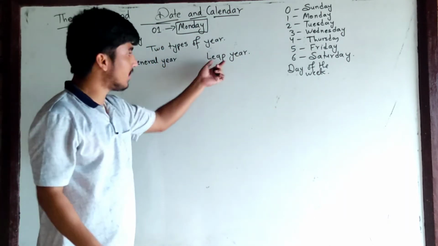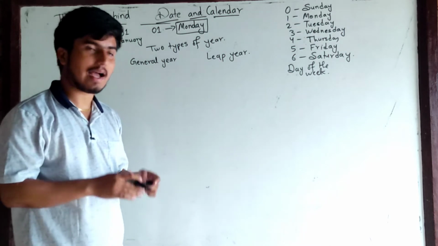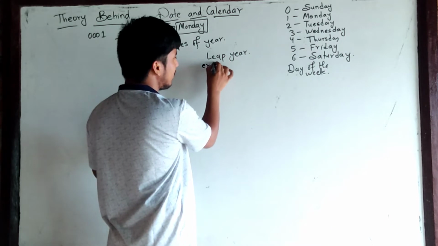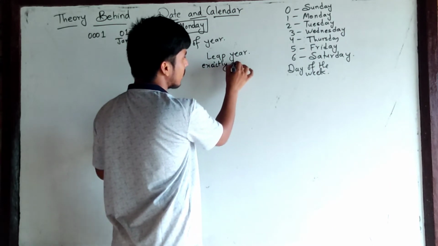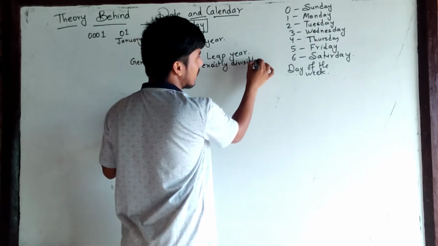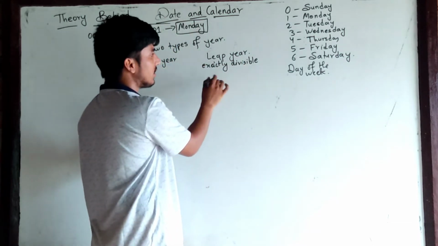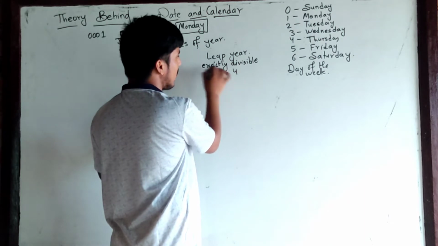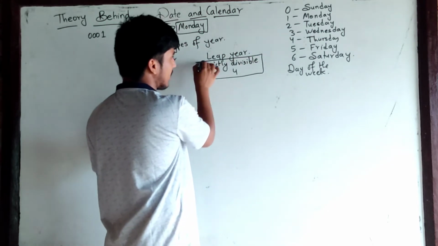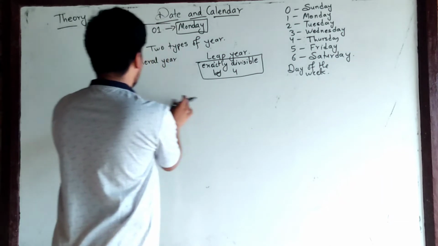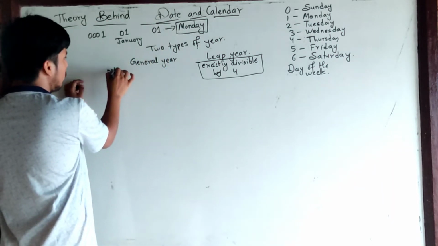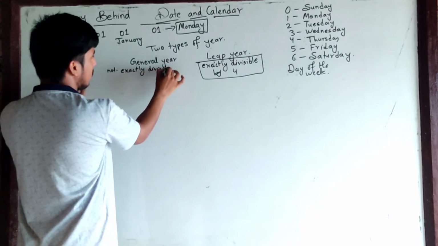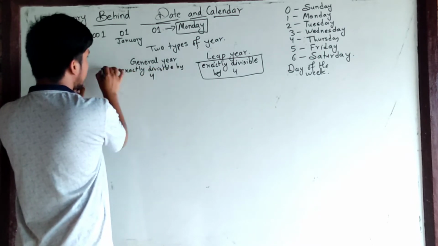We know that leap year comes after every 4 years, and a leap year is that year which is exactly divisible by 4. We can check if a year is a leap year or not by dividing it by 4 and observing if it's exactly divisible by 4 or not. And if it's not exactly divisible by 4, then it's a general year.